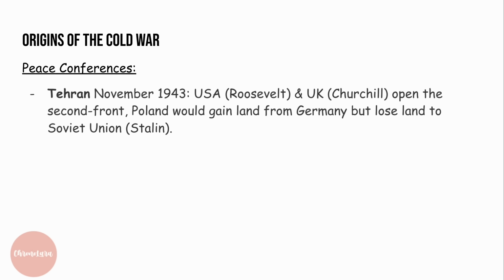Peace conferences. Tehran takes place in November 1943. USA under Roosevelt and UK under Churchill opened a second front, which was a request from the Soviet Union. Poland would gain land from Germany but lose land to the Soviet Union, which was under Stalin.